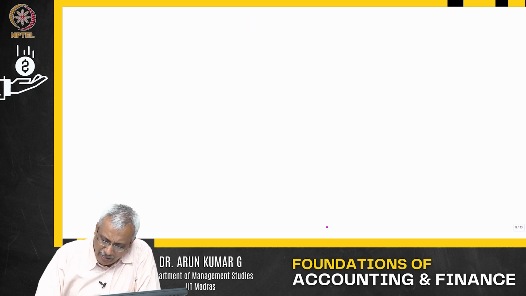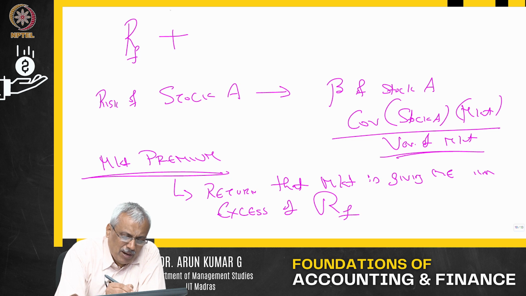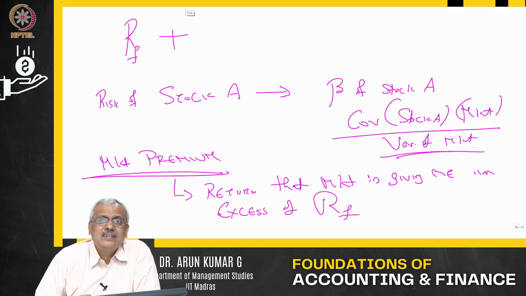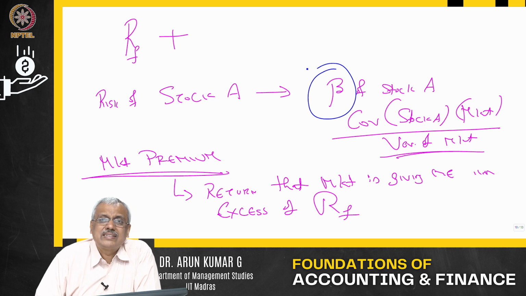So now we go back here. I have to get, at minimum, my risk free rate. But again, there is a beta of the stock, of stock A, my investment.